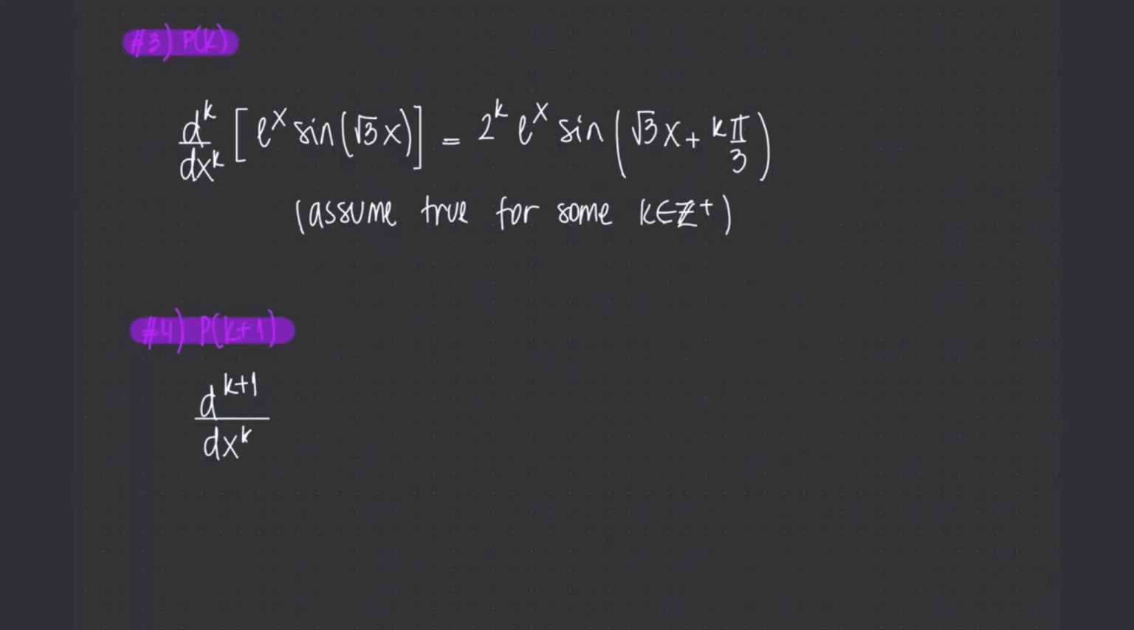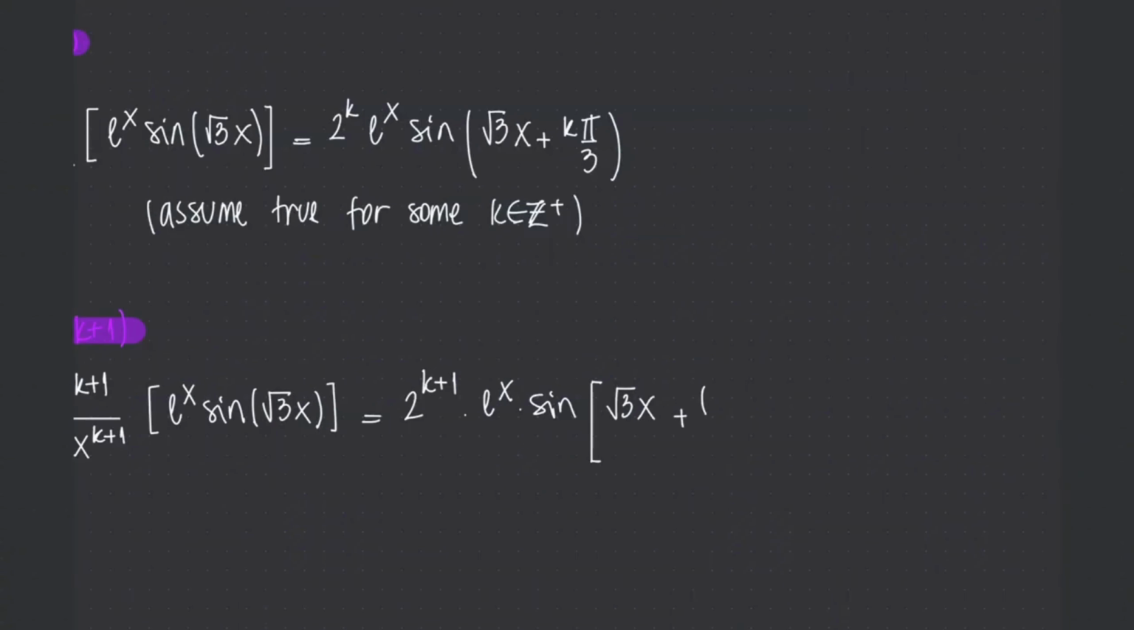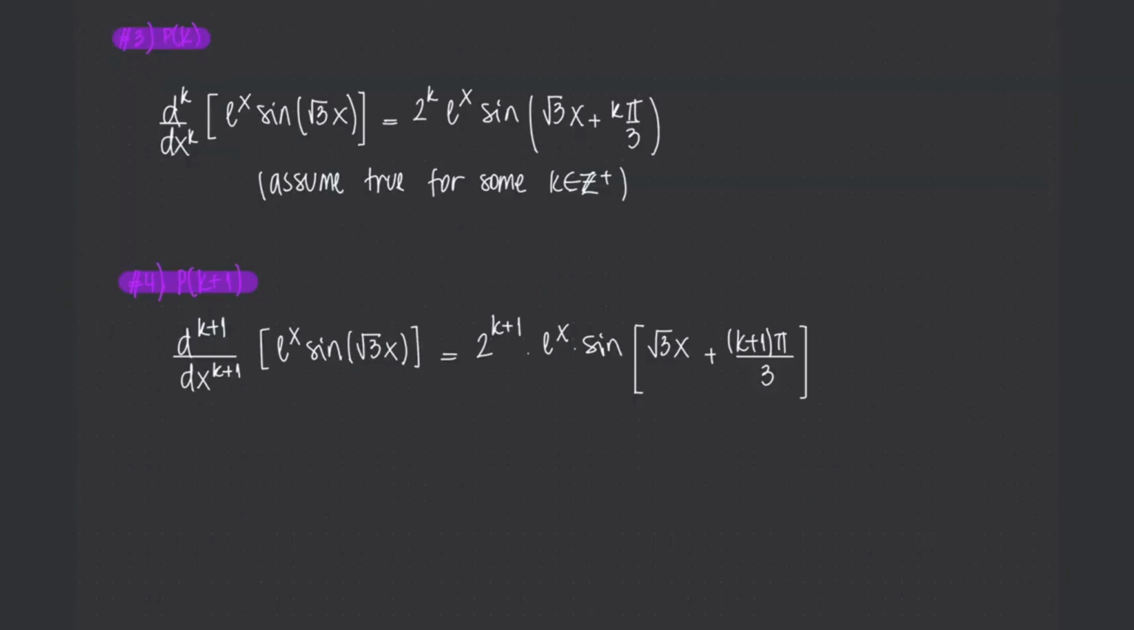First of all, we write the k plus 1th derivative of e to the x sine of root 3x. And if everything is done correctly, we should get to 2 to the k plus 1 times e to the x sine of root 3x plus k plus 1 times pi divided by 3. Now, as I mentioned, we're going to use our assumption, which is the fact that the kth derivative of that function is equal to this. And we're going to differentiate this again with respect to x, and hopefully we're going to get to here. The idea is to get to here. So the goal is to get here.